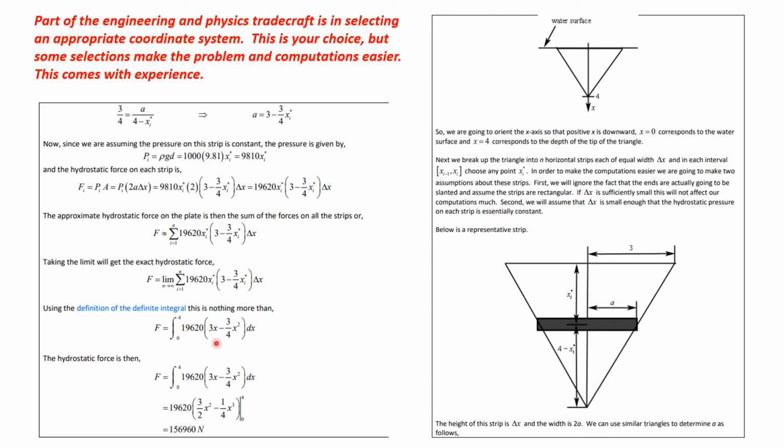So we're going from 0 to 4, and I'm going to distribute that x, so that is 3x minus 3 over 4 x squared dx. So I distributed that. This is actually a pretty easy integral to do. You add 1 to the exponent, divide by the new exponent, plug in numbers, and you get 156,960. And the units here have to be newtons because apparently those were meters in the statement of the problem. Similar triangles are often important things for engineers.